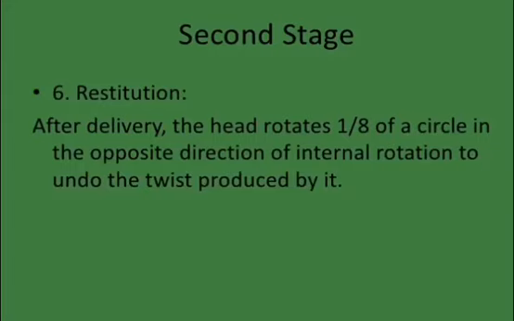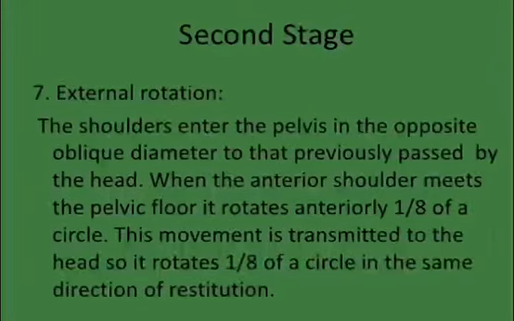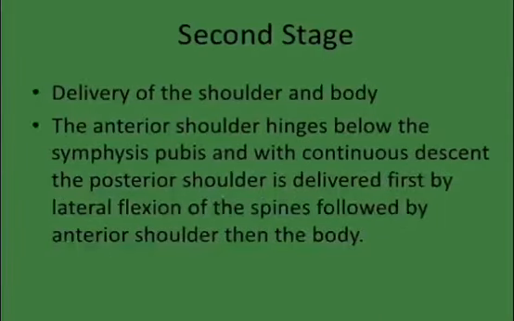Restitution. After the delivery, the head rotates 1/8 of a circle in the opposite direction of the internal rotation, to undo the twist produced by it. External rotation. The shoulder enters the pelvis in the opposite oblique diameter to that previously passed by the head. When the anterior shoulder meets the pelvic floor, it rotates anteriorly 1/8 of a circle. This movement is transmitted to the head so that it rotates 1/8 of a circle in the same direction as the restitution.